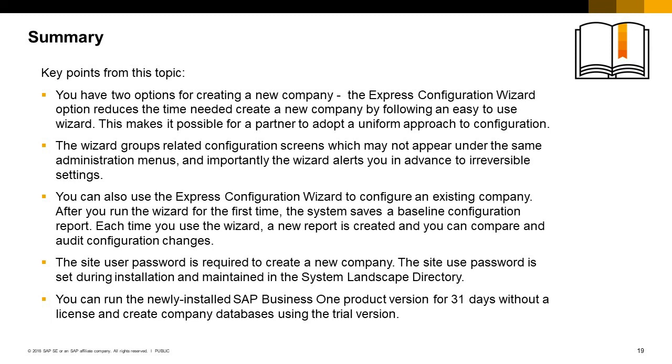The site user password is set during installation and required to create a new company. The site user password is managed in the System Landscape directory. You can run the newly installed SAP Business One product version for 31 days without a license and create company databases using the trial version.